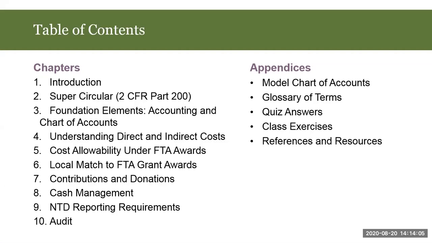We talk about cash management, National Transit Database reporting requirements for those of you who are rural reporters. And then finally, we talk about the audit requirements, which is an expansion of the discussion of 2 CFR Part 200, as the audit requirements that we may be subject to if we meet the thresholds for preparing a single audit. We talk about that in our final chapter in the manual.